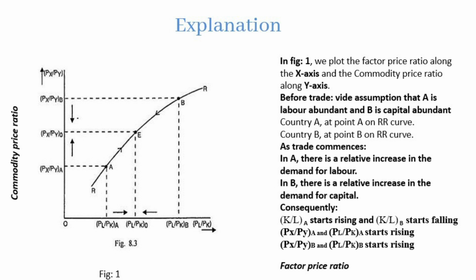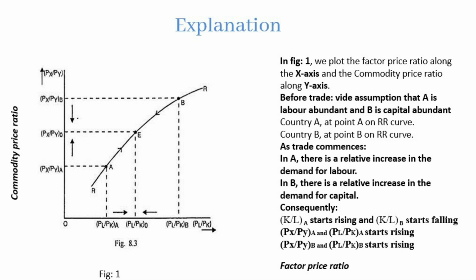Now, what is curve RR? It is showing the relation between the factor price ratios and the commodity price ratios. Now, if we look at the diagram, what we are seeing is that after trade commences, there is a transition from point A of country A towards point E, and of country B, the equilibrium will change from point B as trade commences towards point E. This is marked by the arrows on the RR curve.